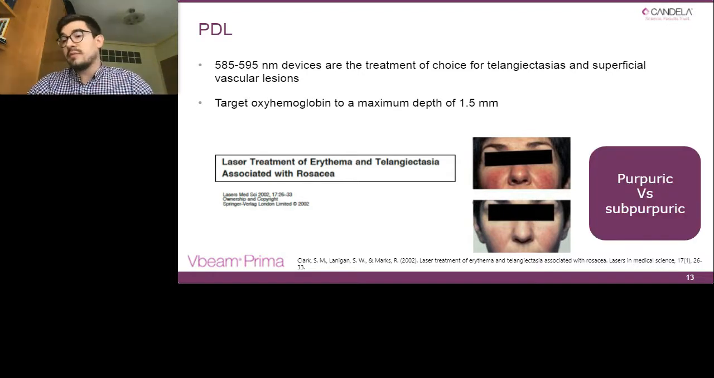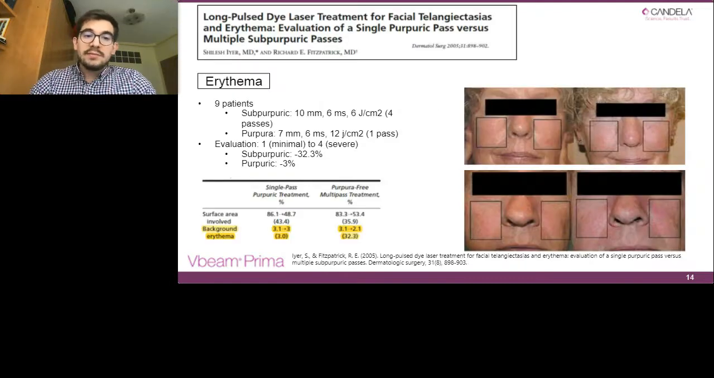Beginning with the first one, which is one of the most important ones: do you prefer to use purpuric or is it better to use subpurpuric settings when using PDL to treat patients with rosacea? In this article, from 2005, they include 9 patients, and they made a split-face controlled clinical trial. They use subpurpuric settings in one half of the face, and purpuric settings in the other half. In the subpurpuric half, they use 4 subsequent passes of subpurpuric settings, and the other one just 1 pass of purpuric settings.